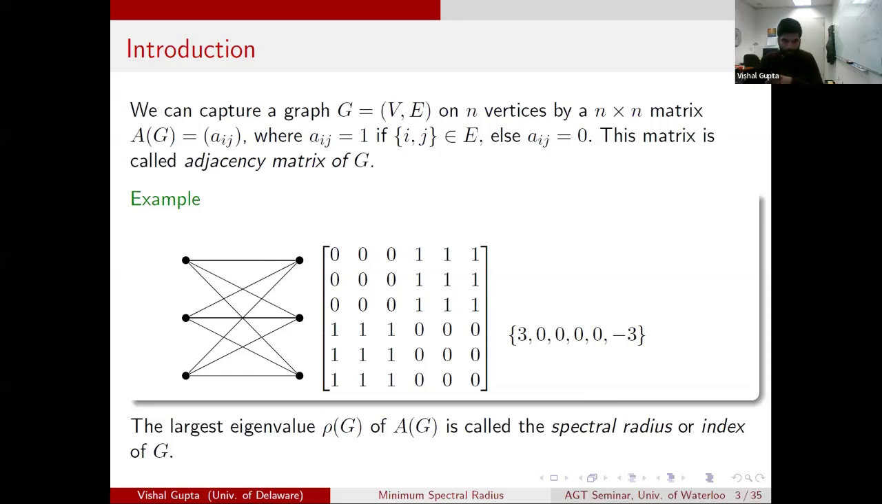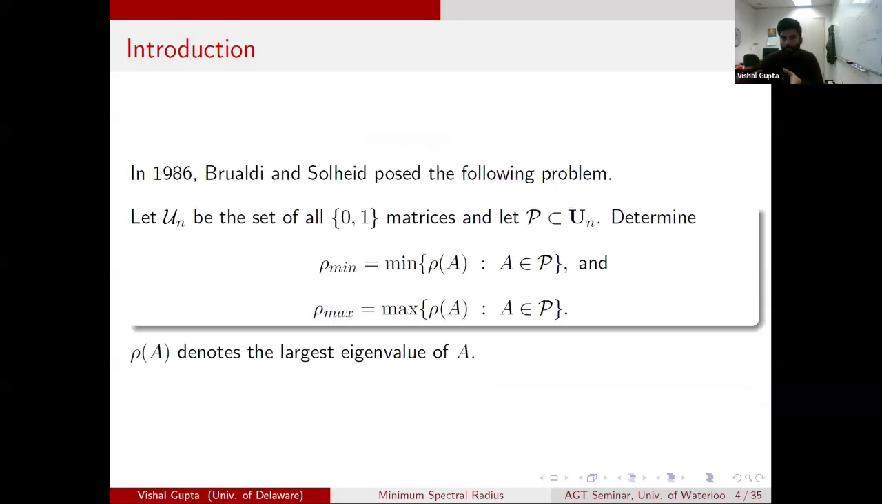So for example, if we have this graph on 6 vertices, where the first 3 rows are indexed by these 3 vertices on the left, and the last 3 rows are indexed by these 3 vertices on the right, we can write down the adjacency matrix and compute all its eigenvalues. Among all the eigenvalues, the one we are interested in this talk is the largest eigenvalue. It's also called the spectral radius or the index of the graph, which I will denote by rho of G, or sometimes just by rho where it's clear which graph I'm talking about. The largest eigenvalue is probably the most studied eigenvalue in the literature of spectral graph theory.